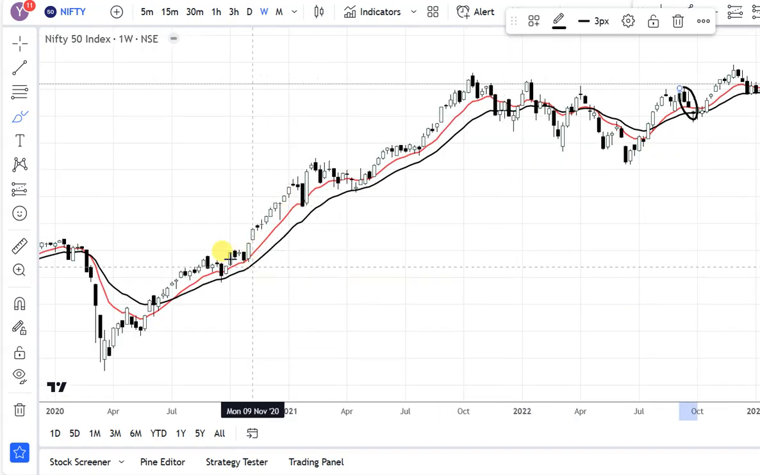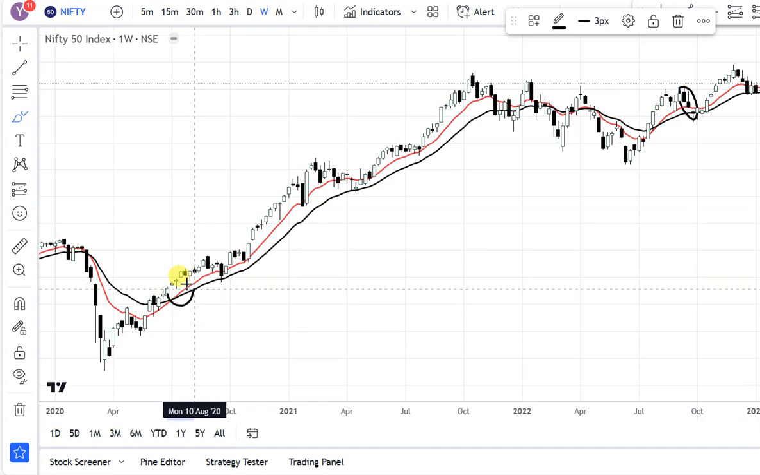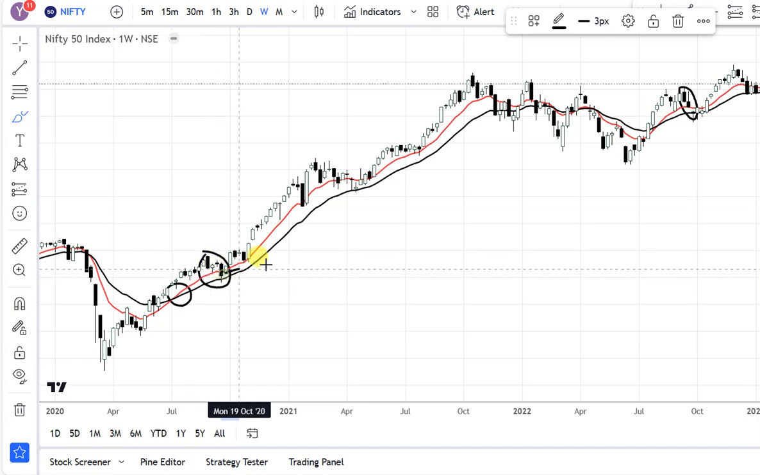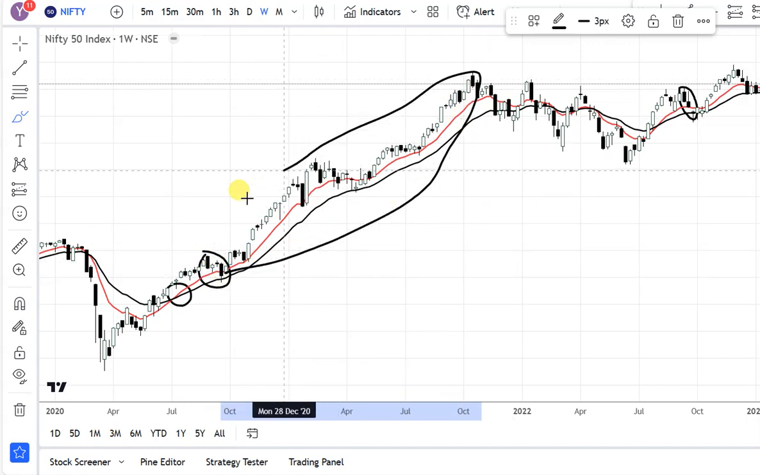Everywhere when the crossing has happened, this is the crossing. The crossing didn't happen over here, only when the market is somewhere here, because the indicators are lagging. So this happened: 1 week, 2, 3, 4 weeks, the market came down, though it was a pure bullish market.